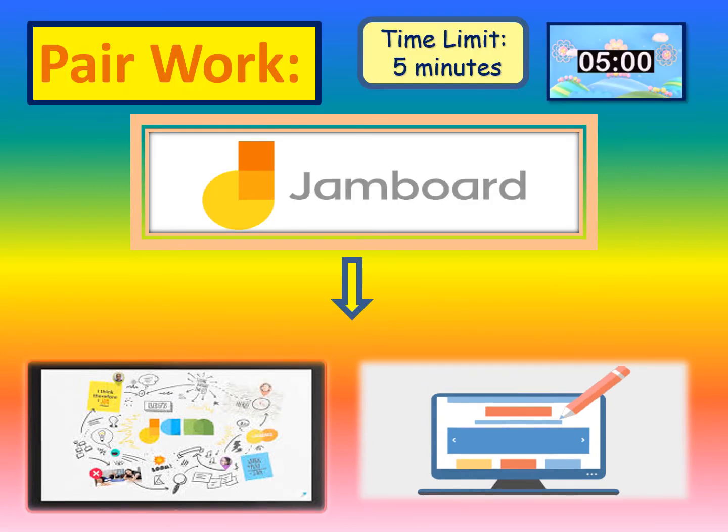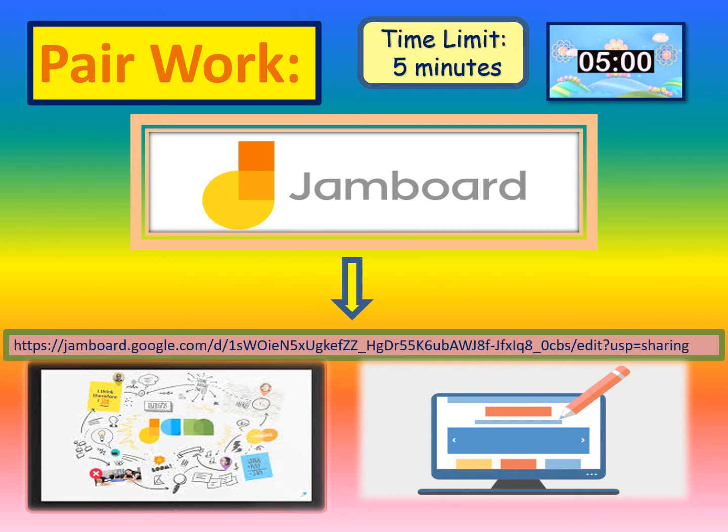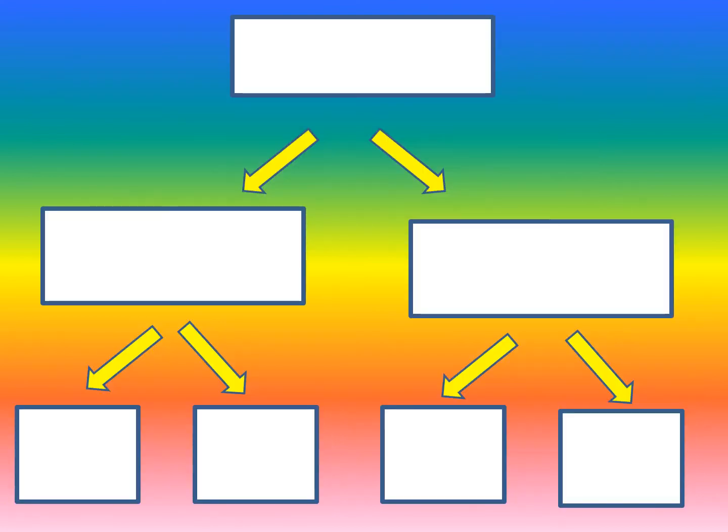Now, for your pair work, click this link to complete the activity. The time limit for this activity is only 5 minutes. For your pair work activity in the Jamboard, you will create a simple identification key. Think of the different animals and create a simple identification key.